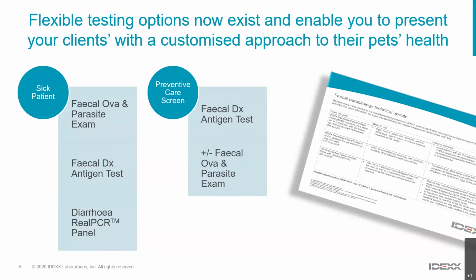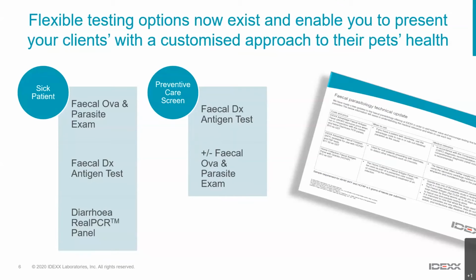Obviously, in a patient with ongoing chronic diarrhea, particularly patients with acute diarrhea, so puppies or hemorrhagic diarrhea or unwell patients, adding the diarrhea real PCR panel can really broaden our approach to see if we can detect any appropriate infectious agents.